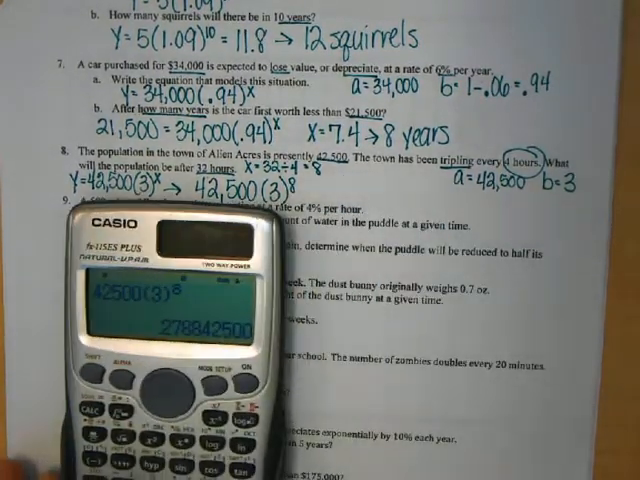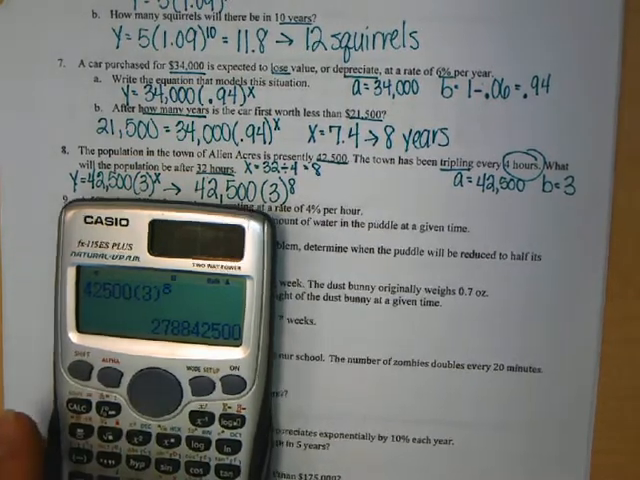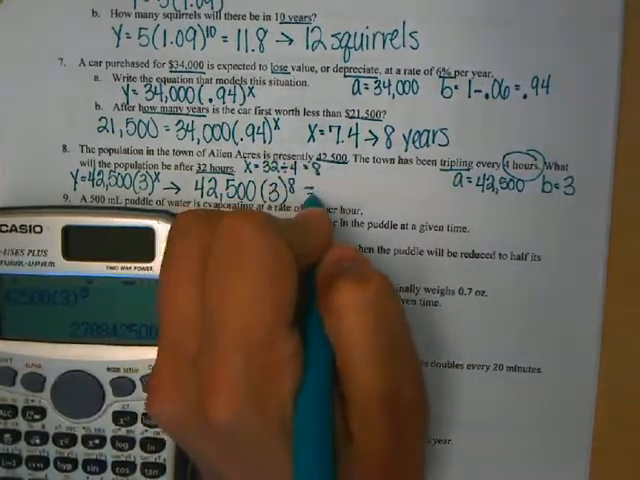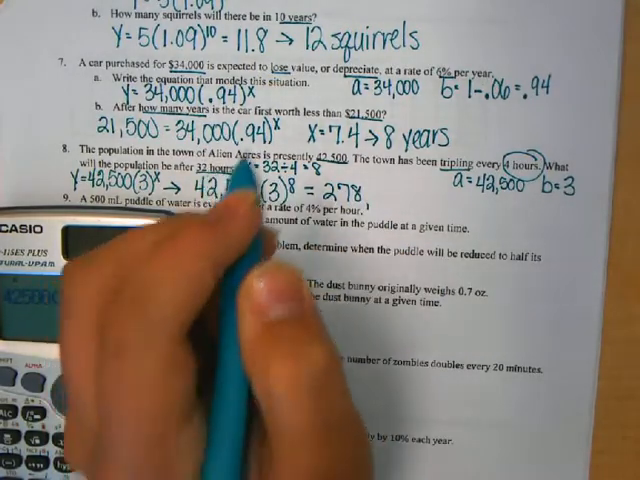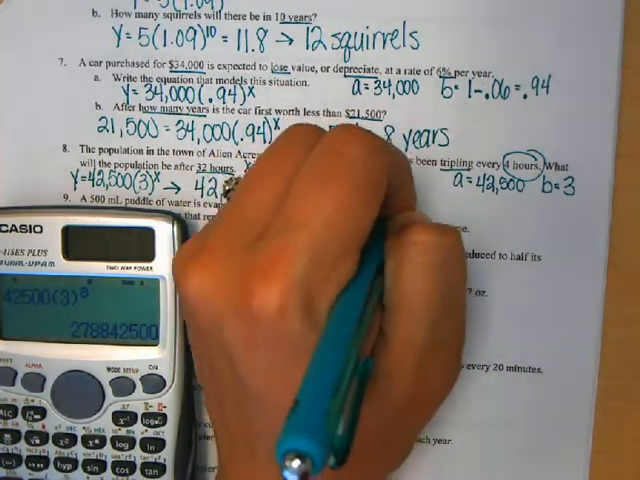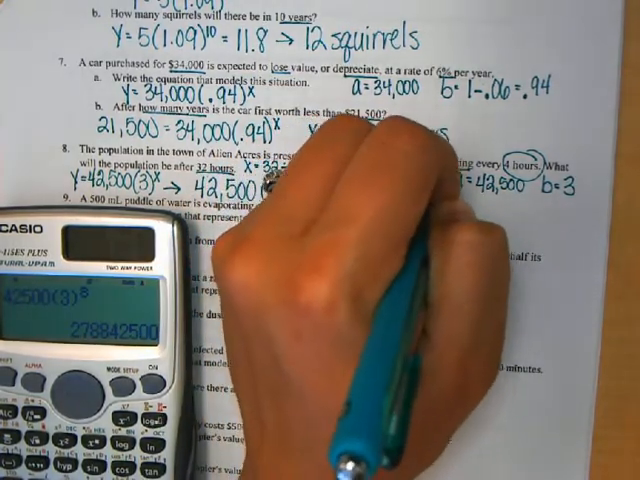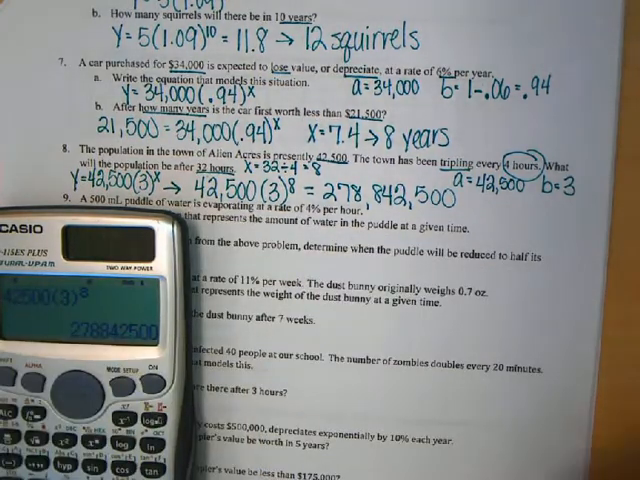So when we do that, we get 278 million 842,500 people. Yeah, I think it's people.